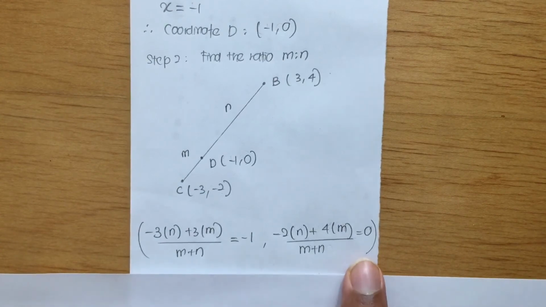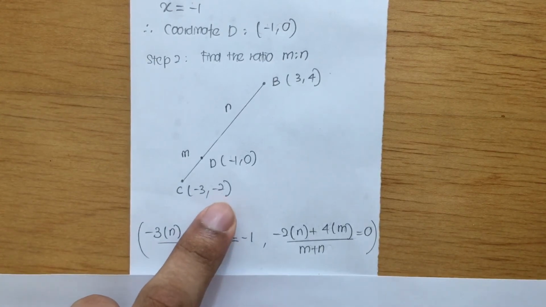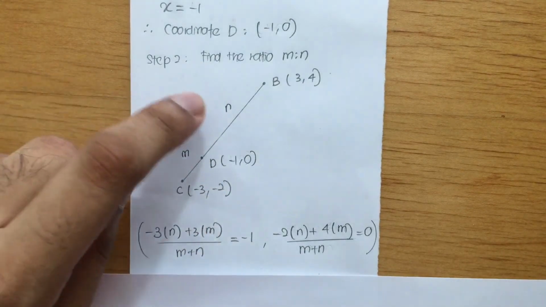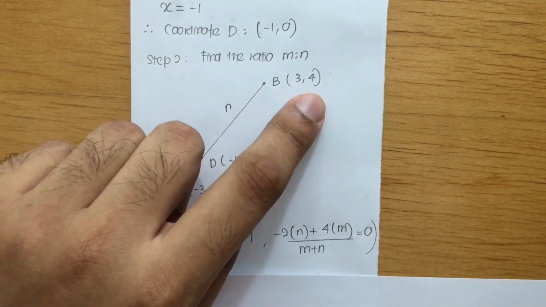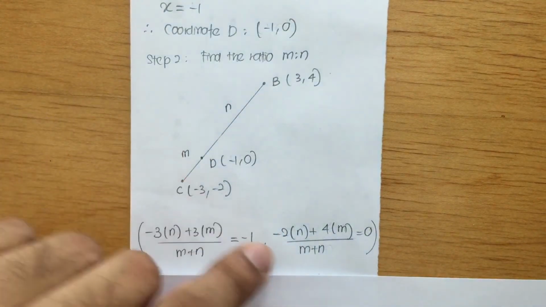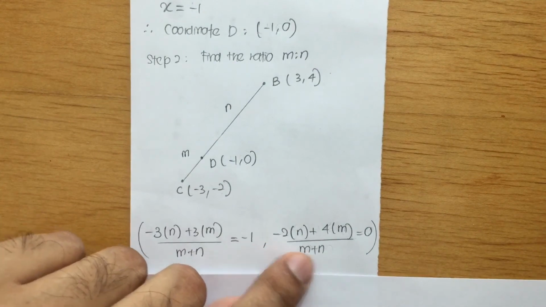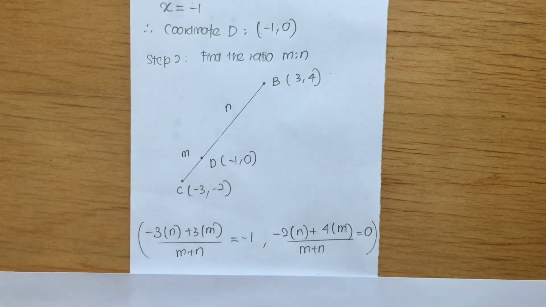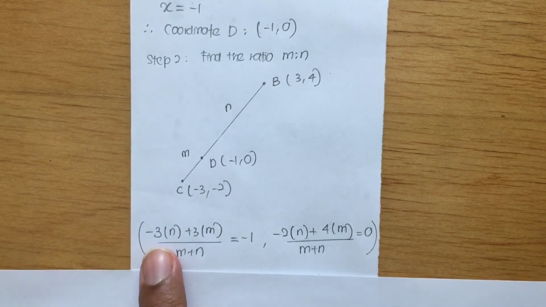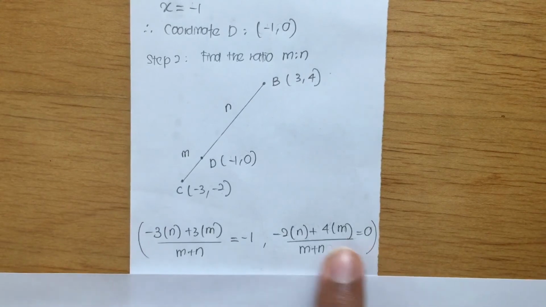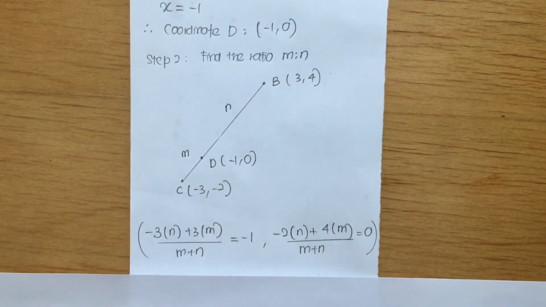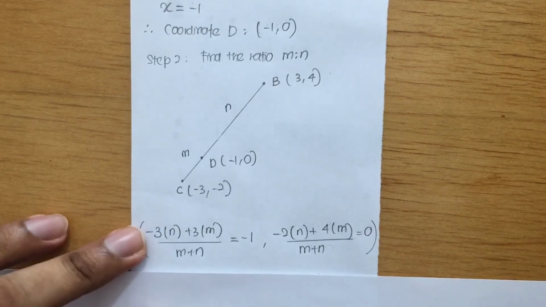So let us proceed with the Y coordinate. So -2 times with the opposite ratio. What is our opposite ratio? Our opposite ratio is n. So -2 times n plus 4 times with the opposite ratio, which is m, divided by m plus n, equals to 0. Okay, I repeat here: (-3n + 3m) divided by (m + n) equals to -1, comma, (-2n + 4m) divided by (m + n) equals to 0. We are using the coordinate D as the segment coordinate here, guys. Okay, proceed to the next step.